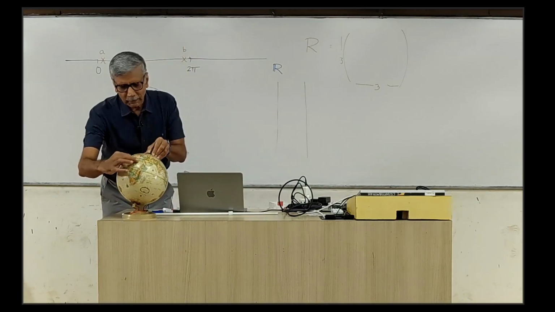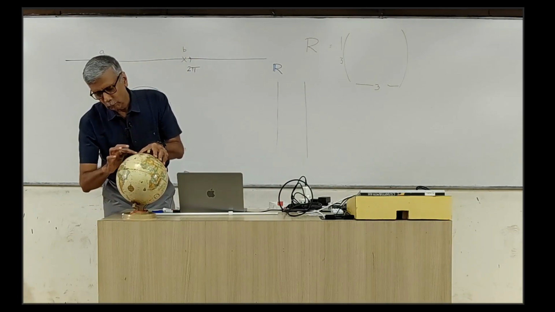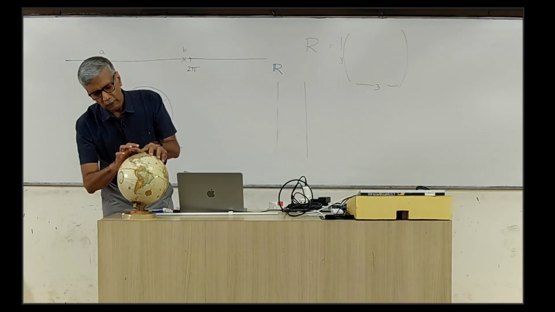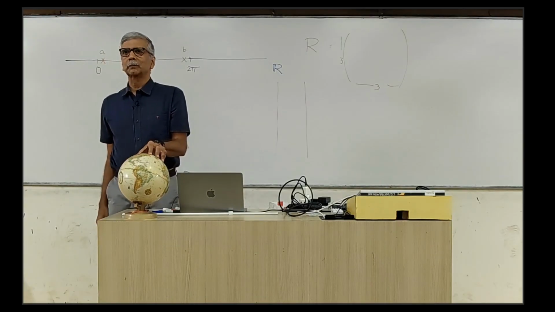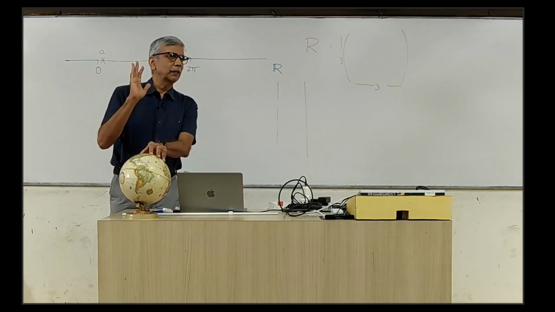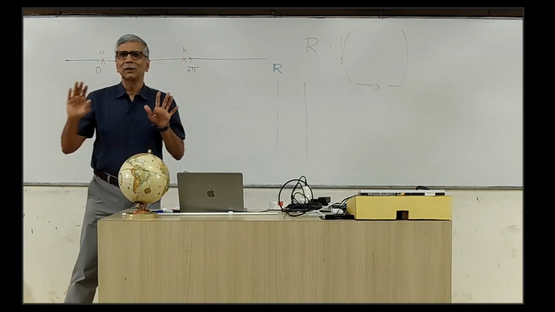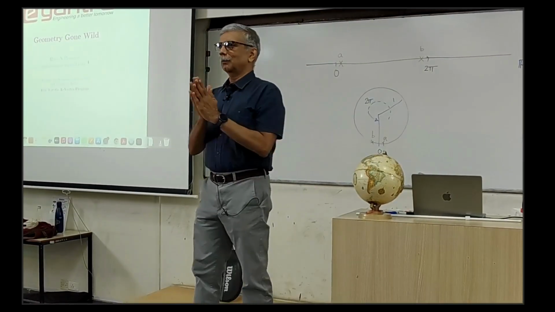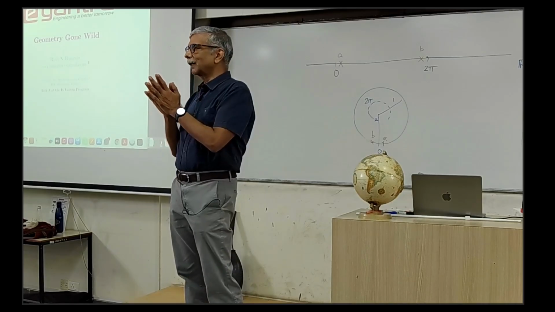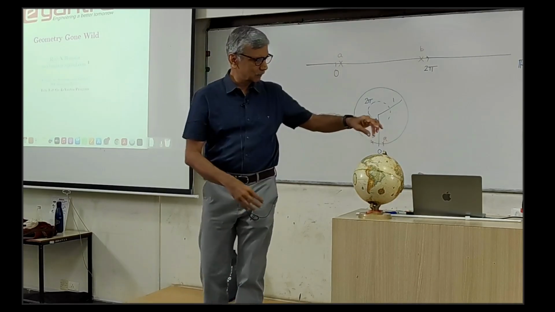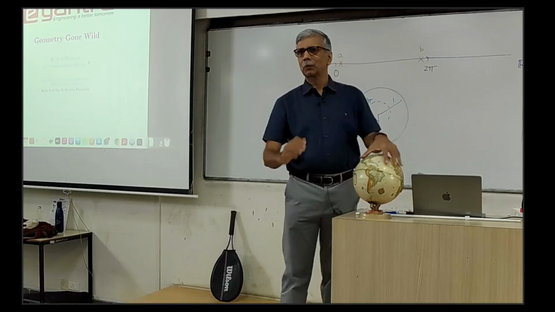I'll have one here, but I could also have one here. I could also have one here. There are infinitely many shortest paths. To make it clear, there are infinitely many shortest paths from the North Pole to the South Pole.